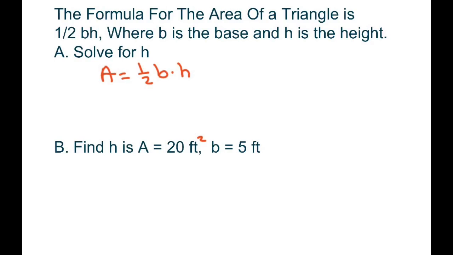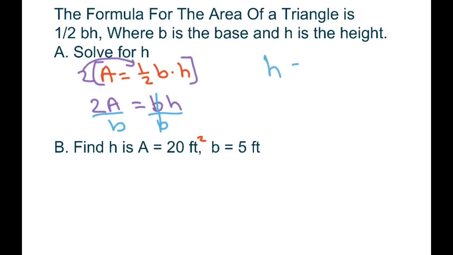So the first thing I'm going to do is multiply both sides by 2. So I get 2A. When you multiply 2 times 1/2, that's just 1. So you get 1 times base times height. Now all we have to do is divide both sides by b, because b over b is 1, so that's 1 times h. So we get h equals 2 big A over little b.